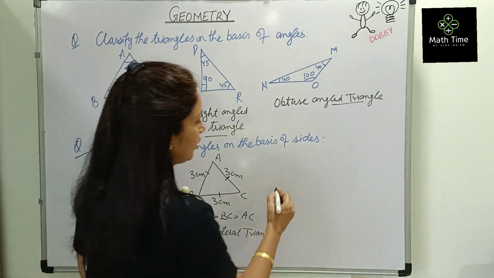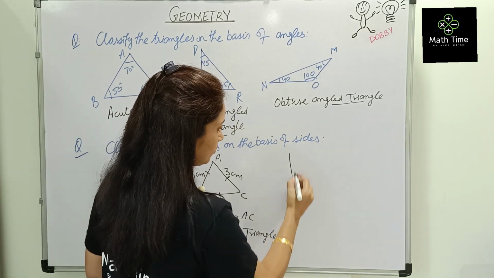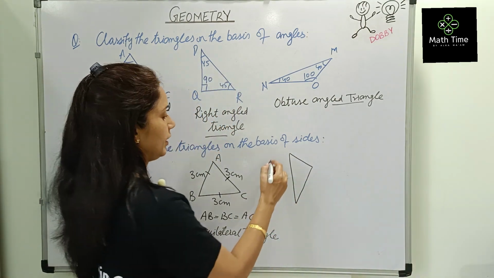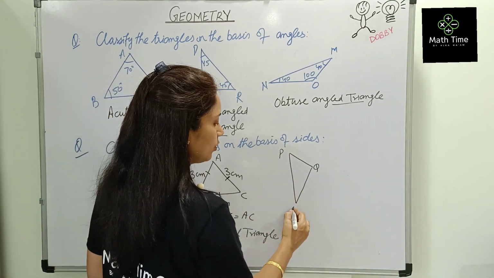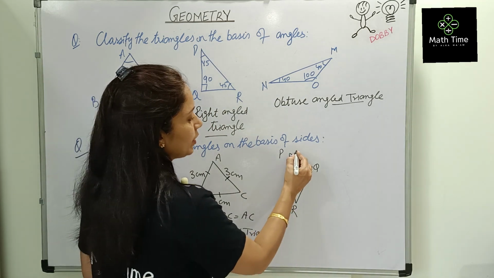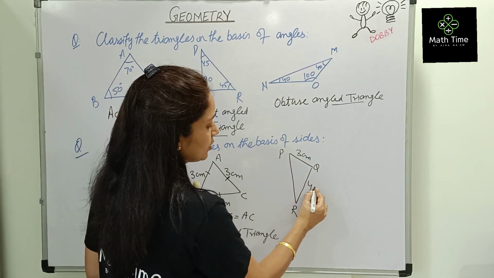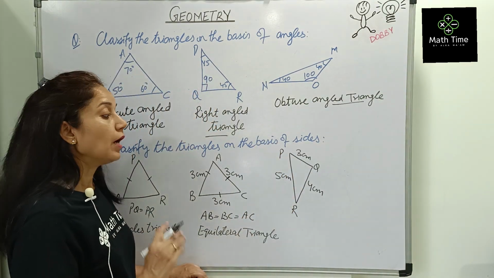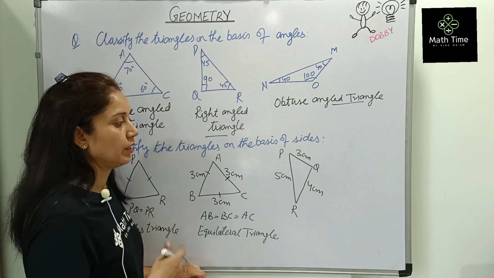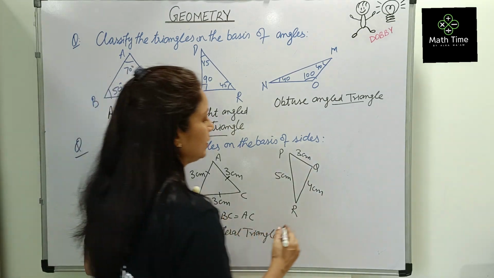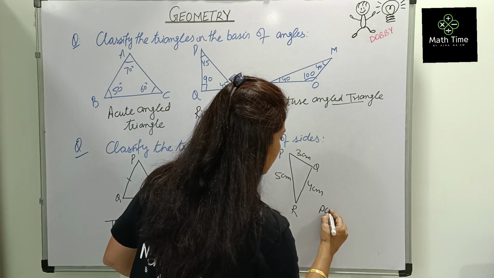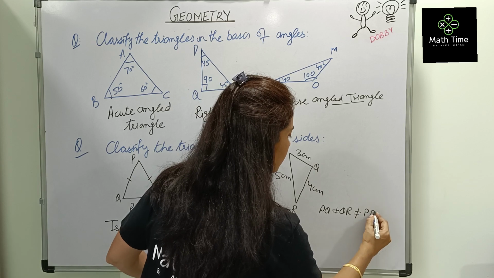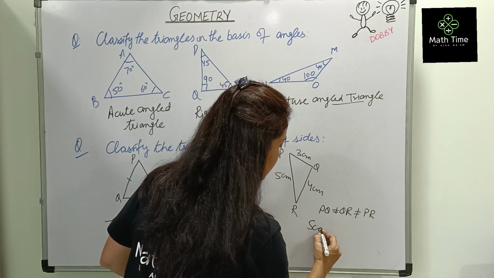Now see the next triangle. This is also a triangle. Let us name it PQR. Okay. PQ 3 centimeter, QR 4 centimeter, PR 5 centimeter. All three sides have unequal measurement. None of them is equal. So it is named a scalene triangle. Correct. PQ is not equal to QR is not equal to PR. So it is a scalene triangle.